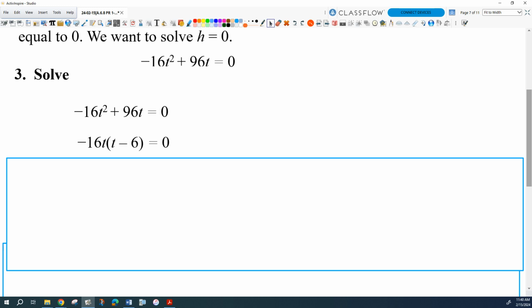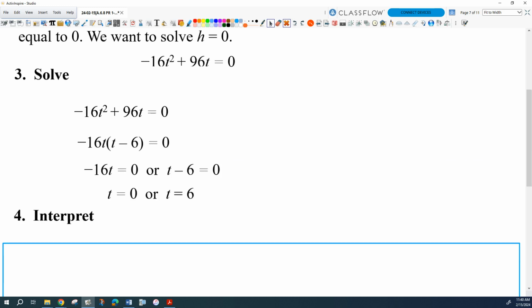The first factor is my GCF, right? Okay, well, what's the solution? What value of t makes the GCF 0? 0, right? Doesn't negative 16t equal 0 when t equals 0, right? How about the second one? T minus 6 equals 0 when t is 6. Okay, so there are my two mathematical solutions, 0 and 6.